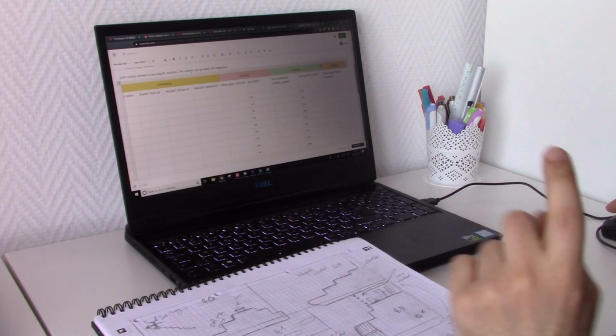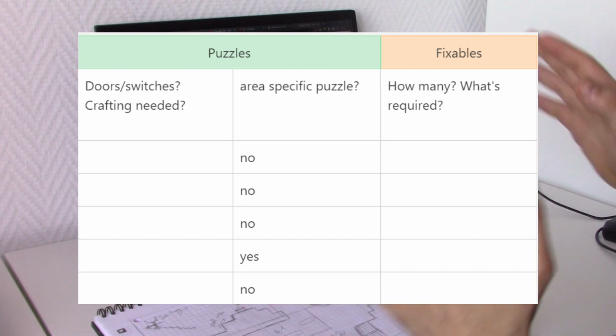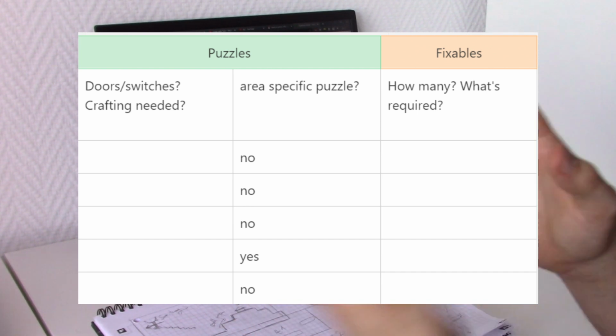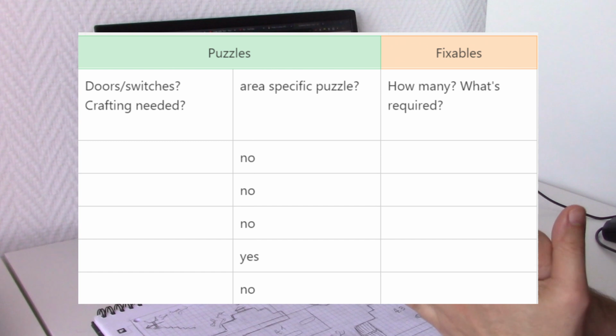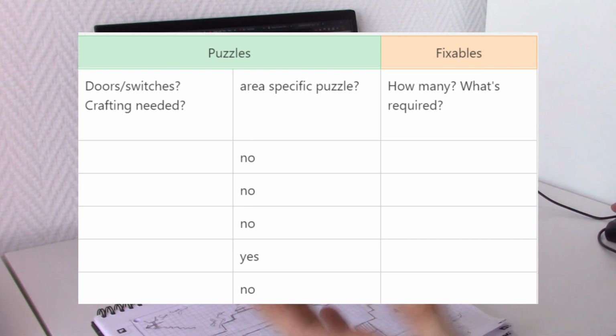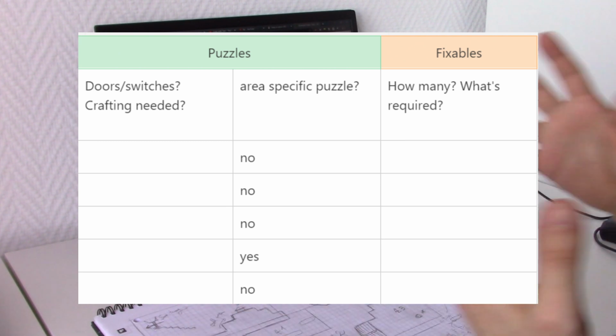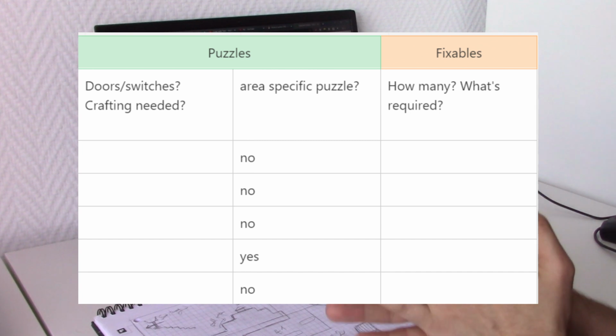The fifth category is the puzzle. I have divided this into 2 columns. Are there going to be door switches and is crafting needed? Because in some cases you will just have some doors and switches that you have to activate, and in other areas you'll actually have to use some items that you need to craft. And so I'm trying to keep the game as interesting as possible, and so I want to make sure that there is a good variety in terms of door switches and also some puzzles which require crafting.